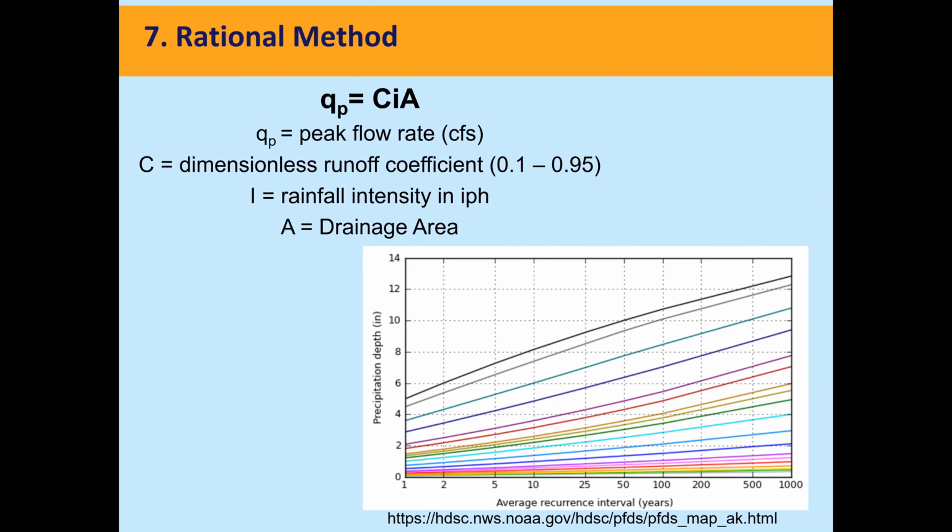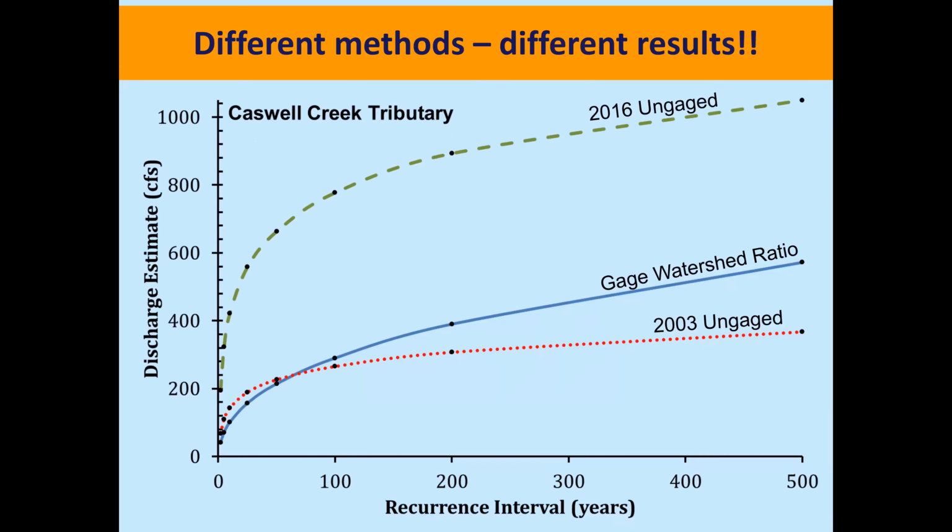But it could still be useful if you're looking at a smaller watershed. Okay, so we're getting to summing up the different methods we just talked about. And this is just a chart showing the output of an analysis I did for a tributary to Caswell Creek off the Parks Highway up north of Willow. And it is showing the two different ungaged stream regression equations of 2016 and the 2003.